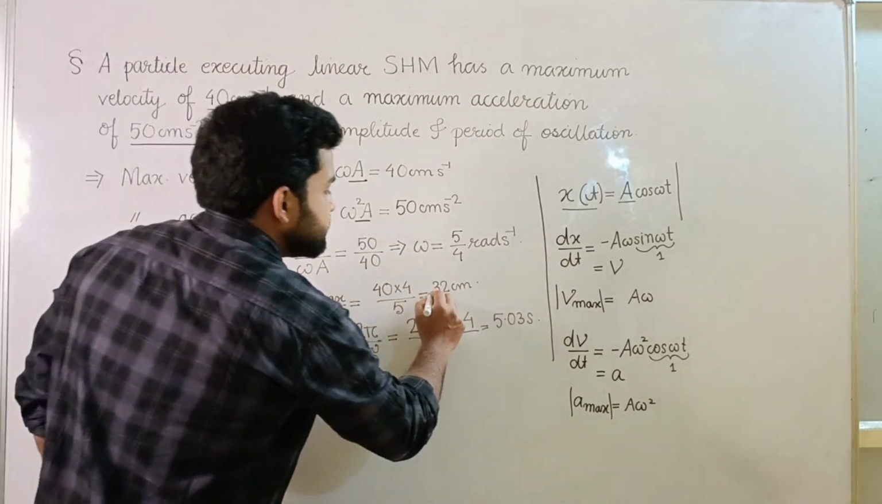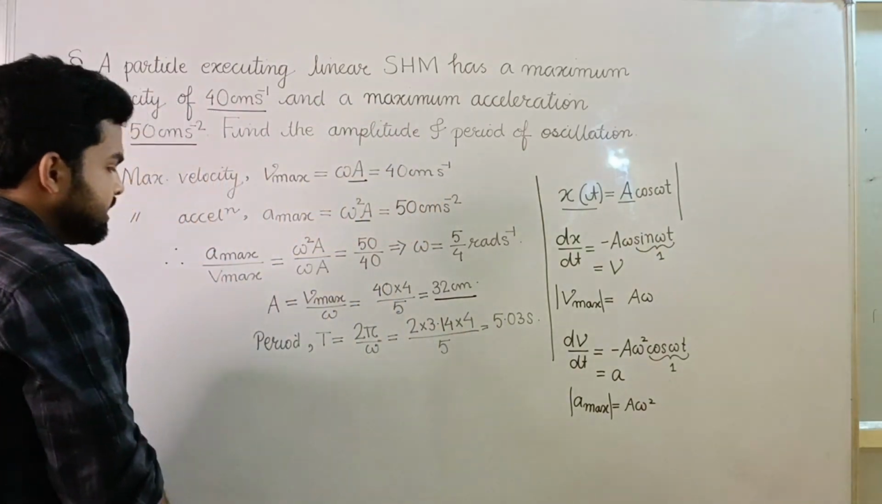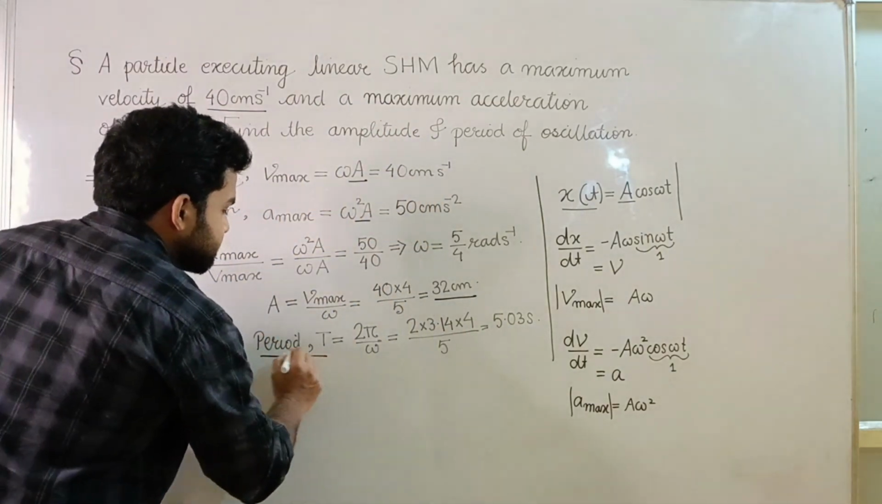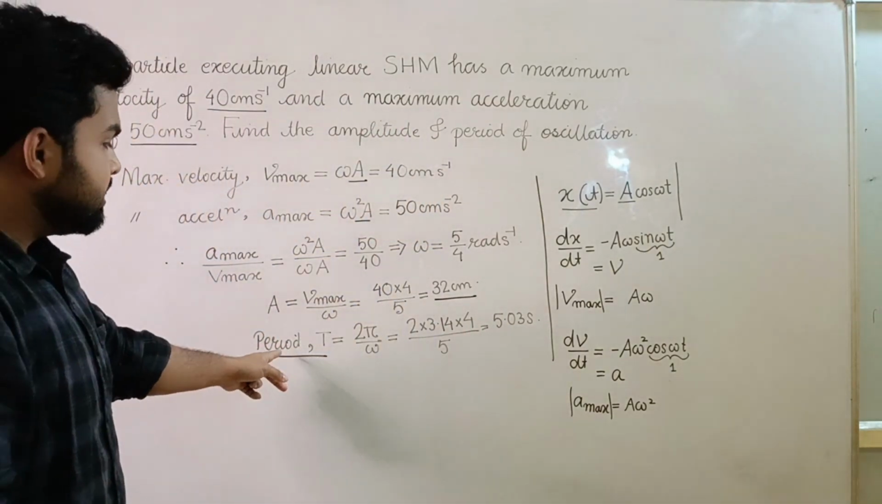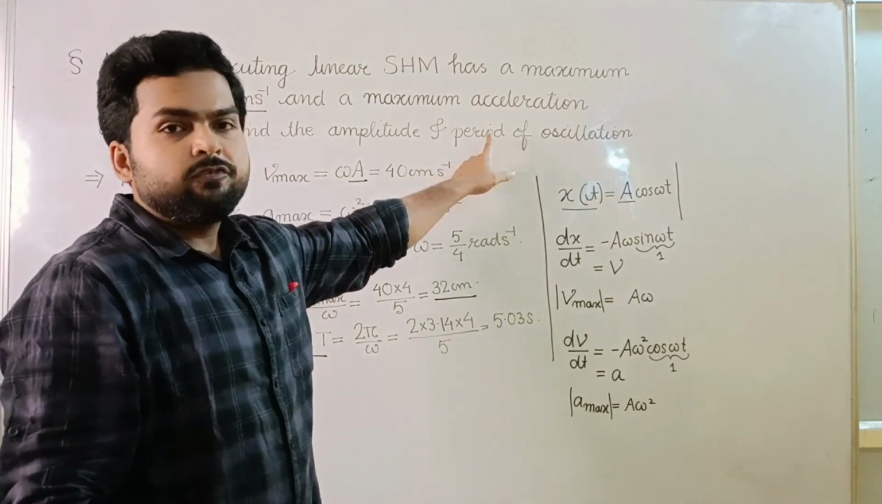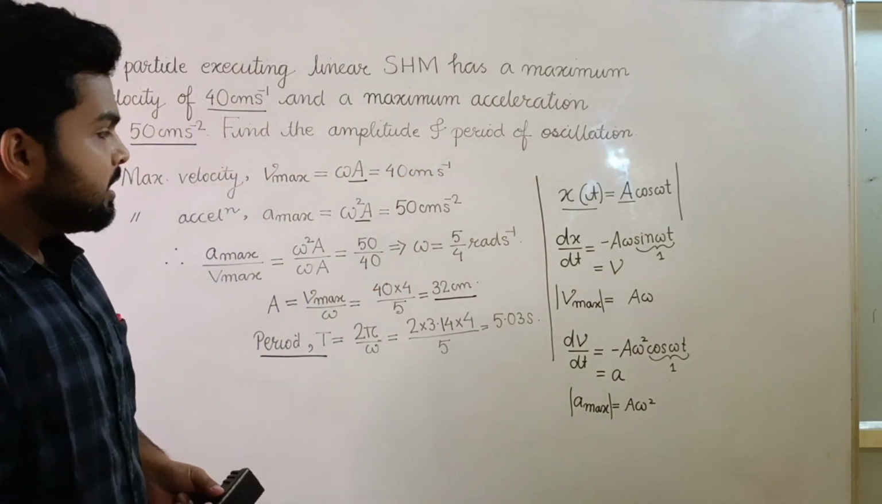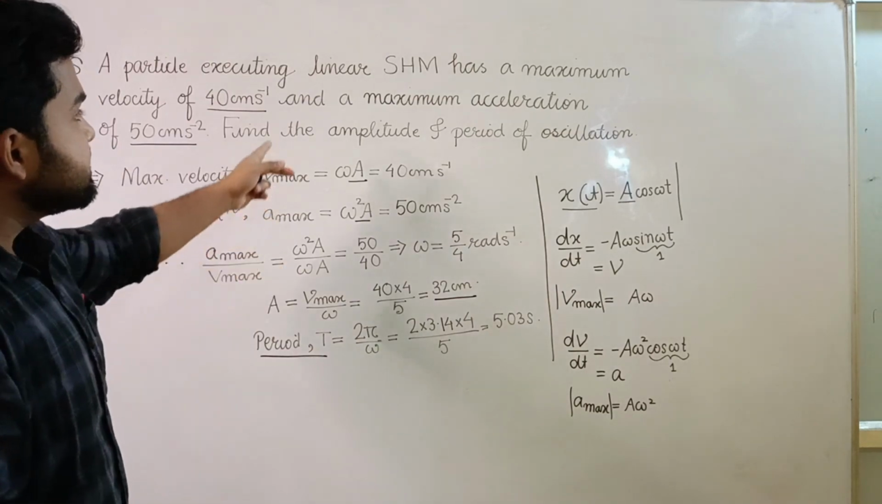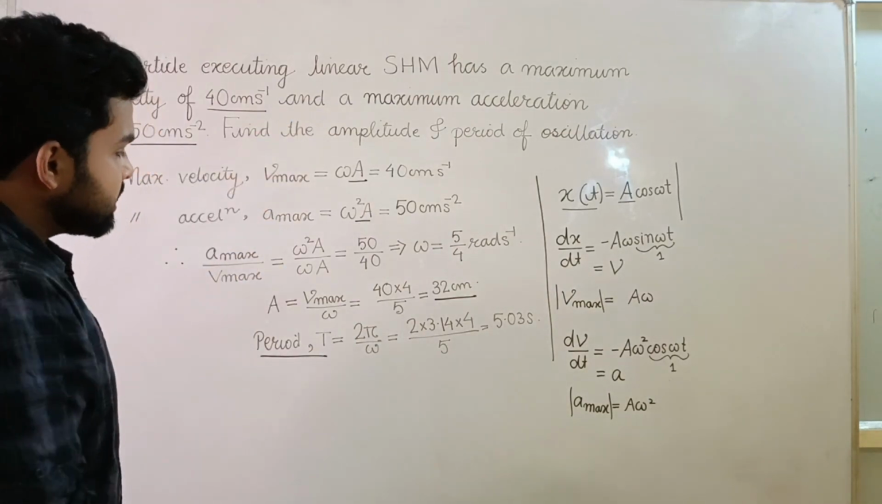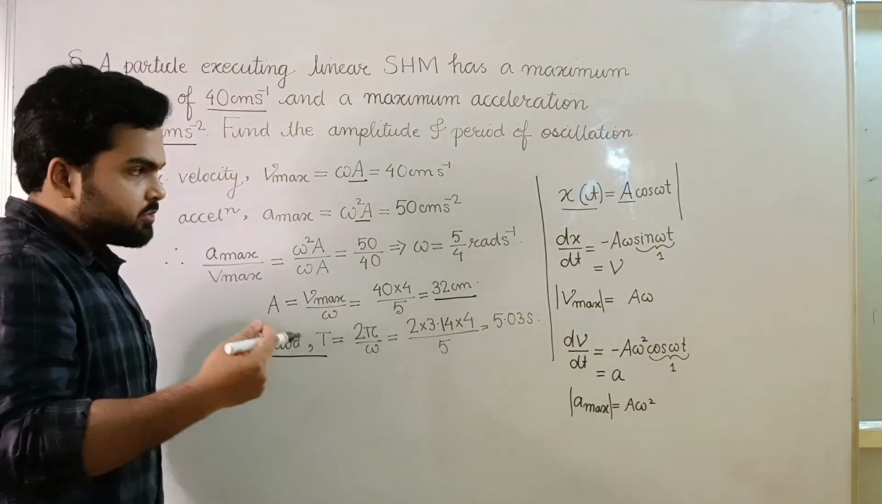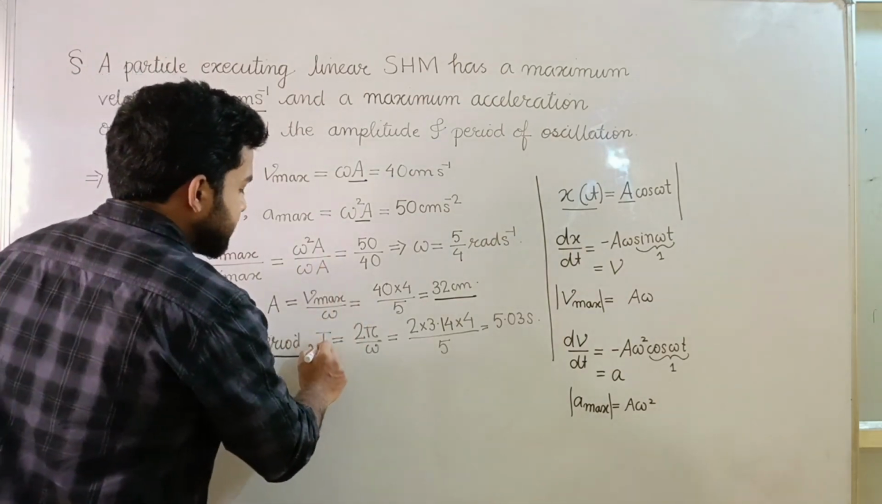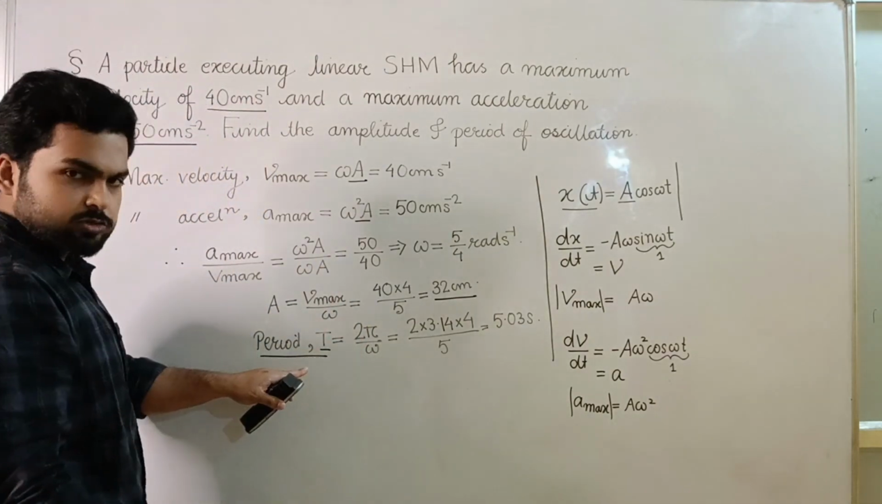So a comes out to be 32 cm. Again, the period of oscillation is the time taken for a particle to complete one oscillation. When the particle is executing SHM, it keeps on vibrating with a certain frequency. The inverse of the frequency is what we call the time period, and that is what we are actually finding.